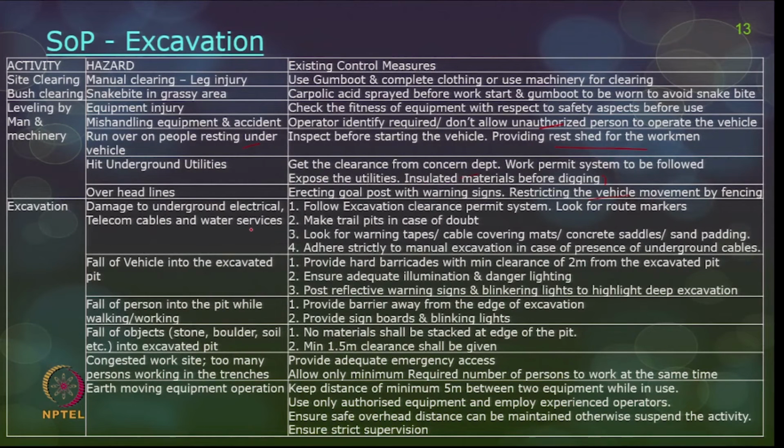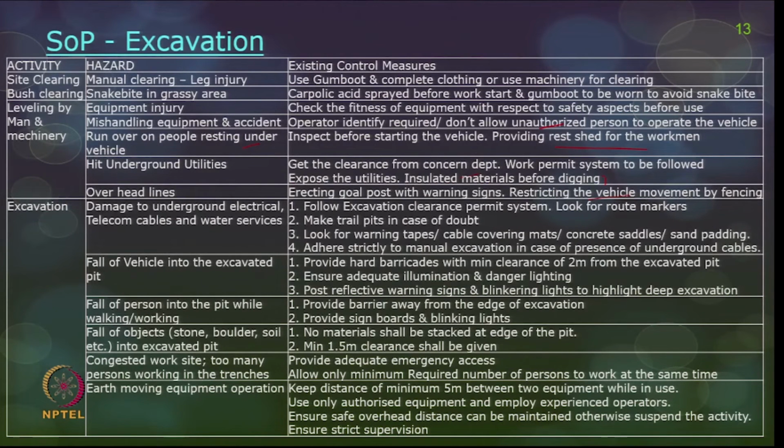Excavation, damage to underground electrical, telecom cables and water services. Follow the excavation clearance permit system. Look for route markers. Make trial pits in case of doubts. Look for warning tapes, cable covering mats, concrete saddles or sand padding. Adhere to safe manual excavation in case of presence of underground cables.